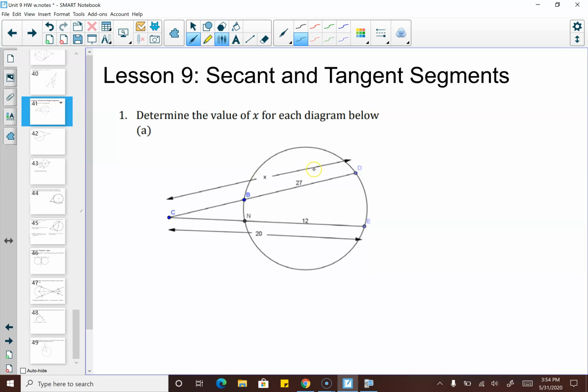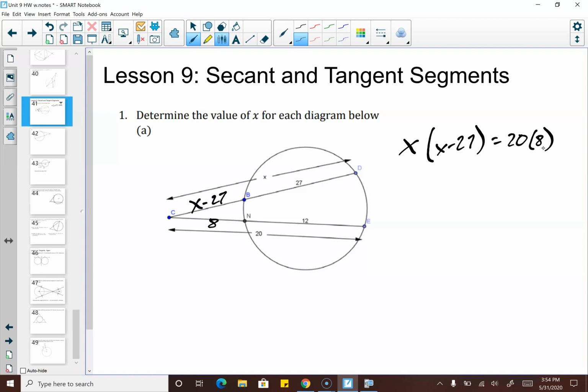So if we look at the top here, the whole thing is very clearly x. That's nice. But now the outside part, well, if the inside is 27, the outside part is going to have to be x minus 27. And that's going to equal, well, here, the whole thing is clearly 20. And if the inside part is 12, that leaves us the outside to be 8.